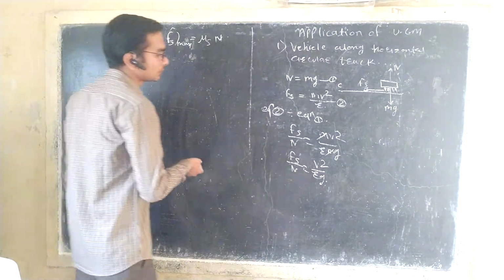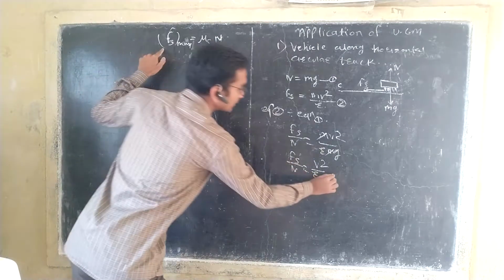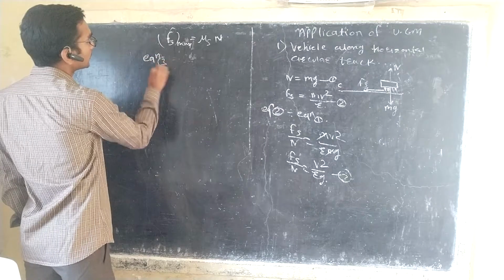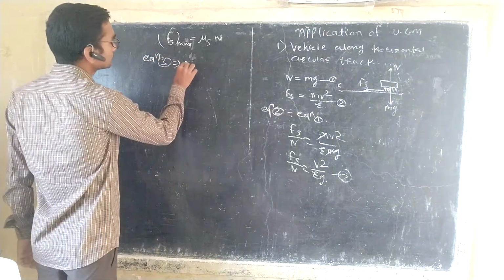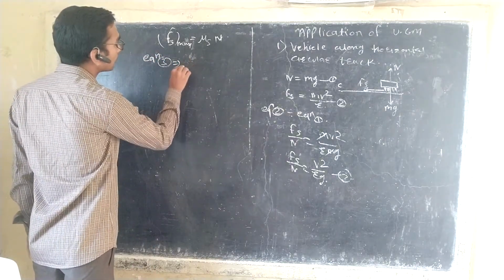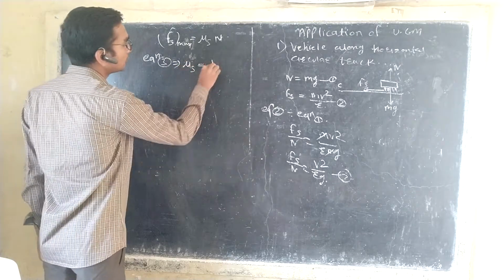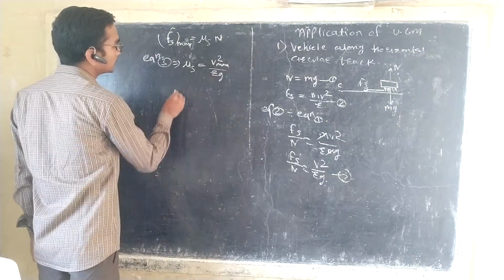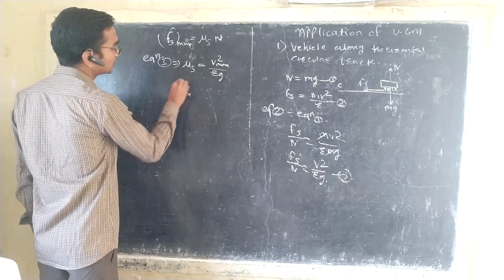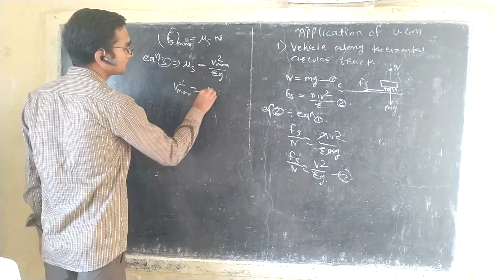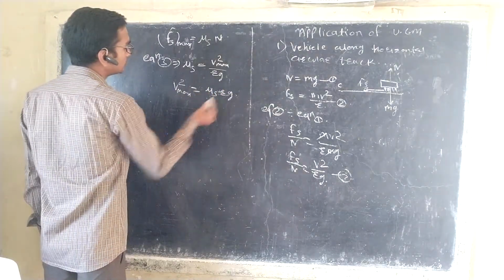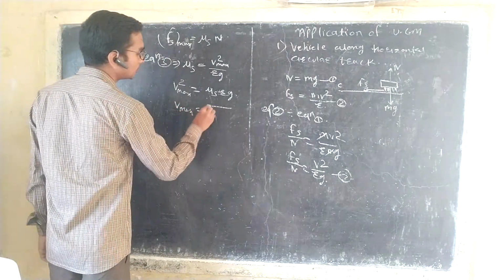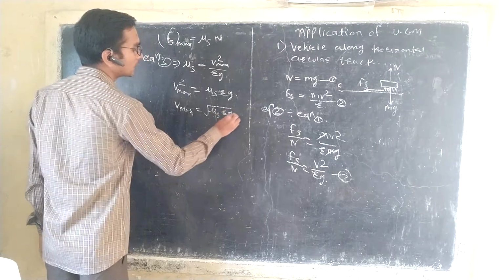Now from this we can rewrite this equation number 3, that mu s equals v square by rg. This will be maximum. So therefore the square of maximum velocity equals mu s r g. Therefore taking square root, v max equals under root mu s r g.